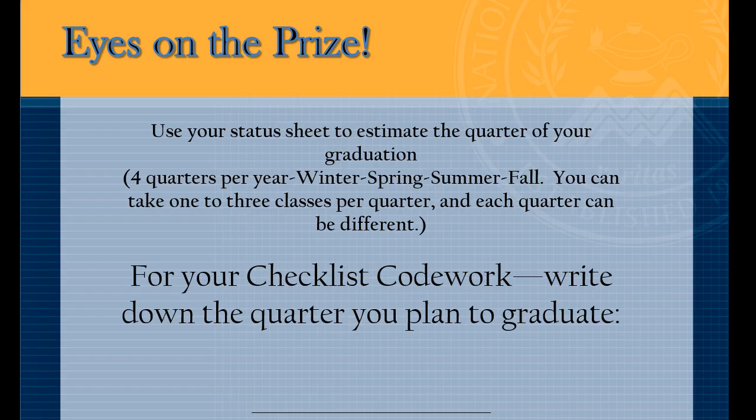So, for your checklist, if you're doing the orientation checklist, please write down for this orientation segment the quarter that you plan to graduate. You can look at your status sheet to estimate the timeline. There's 4 quarters per year. The winter quarter starts in January and the fall quarter ends in December. And you're allowed to take 1 to 3 classes per quarter. It doesn't have to be the same number of classes each quarter, and you can sketch it out and plan when exactly you're going to graduate and even which ceremony you plan to walk in.